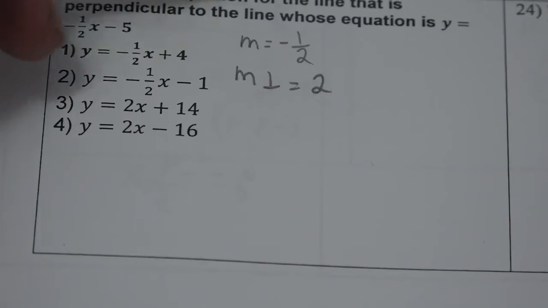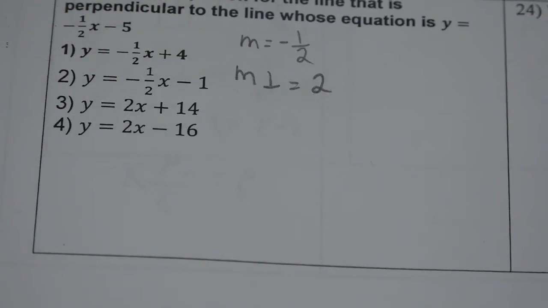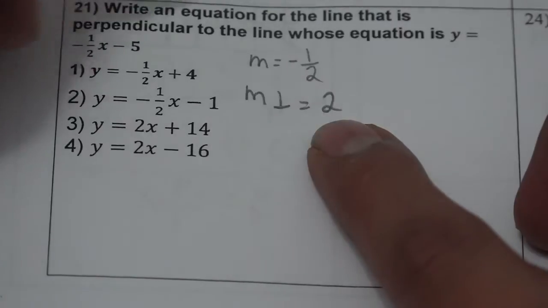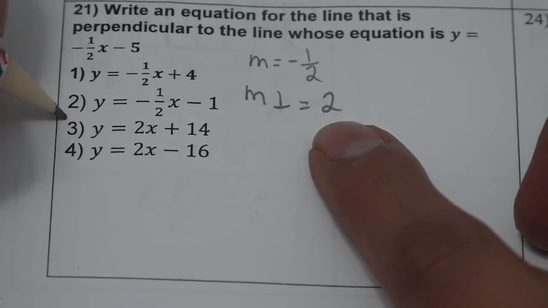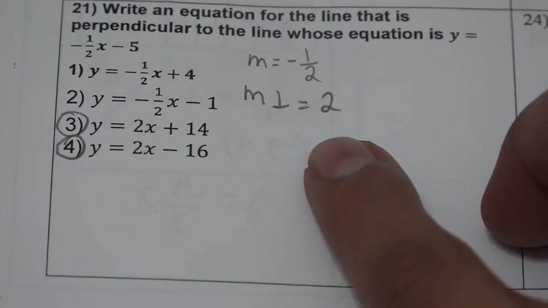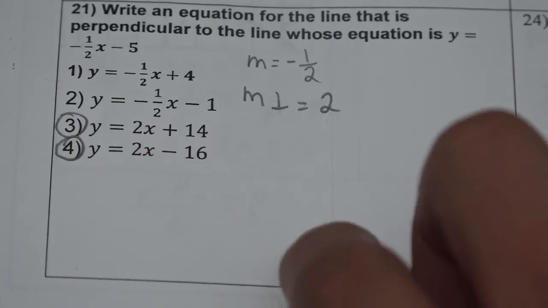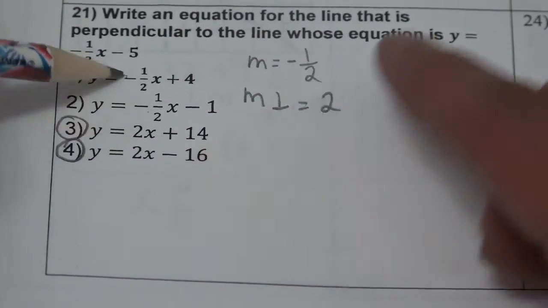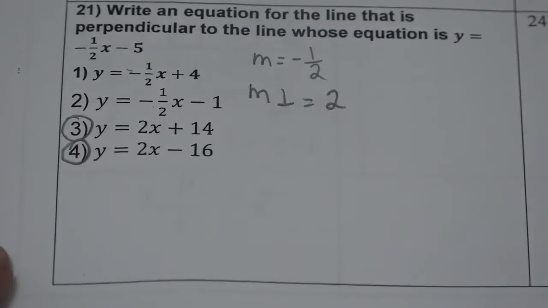Write an equation for the line that is perpendicular. That's funny. It doesn't say that it goes through any point. Maybe I made a mistake. But you know what? Since I have a perpendicular slope right here, the answer is either 3 and 4. Right? Because they both have perpendicular slope to this. Definitely not the others, because this is parallel and parallel, because they have the same slope. All right, that wasn't difficult.